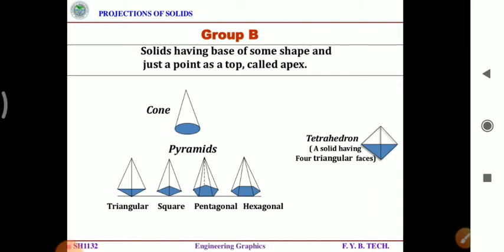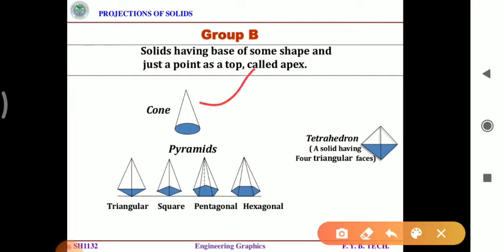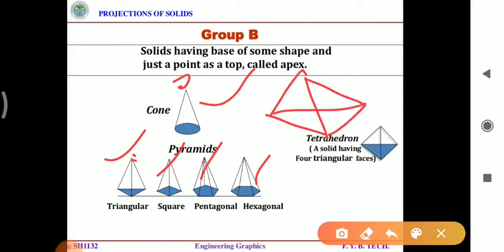Next, group B: solids having a base of some shape and just a point as the top, called the apex or vertex. These are the cone, which has an apex here, and the pyramids: triangular pyramid, square pyramid, pentagonal pyramid, hexagonal pyramid. See, it has an apex. Okay, and the tetrahedron is another example that comes under group B. Tetrahedron means a solid having 4 triangular faces. Tetra means 4.